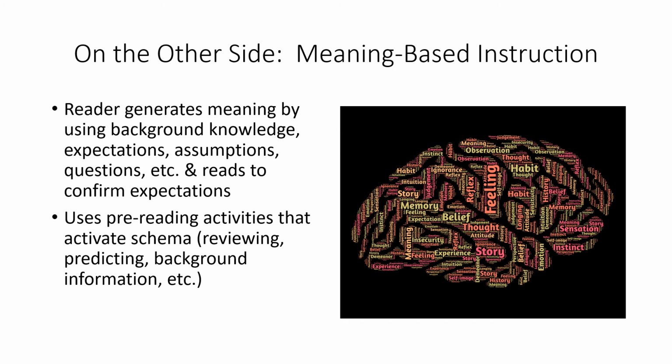It'll include reviewing, predicting, providing background information, and so on. It may tell you about the author's experiences. It may tell you where the author lived and when. It may tell you background information about the place where the story occurs, or about the kinds of people that it describes. But it doesn't focus on things like the letters and the sounds that they represent.